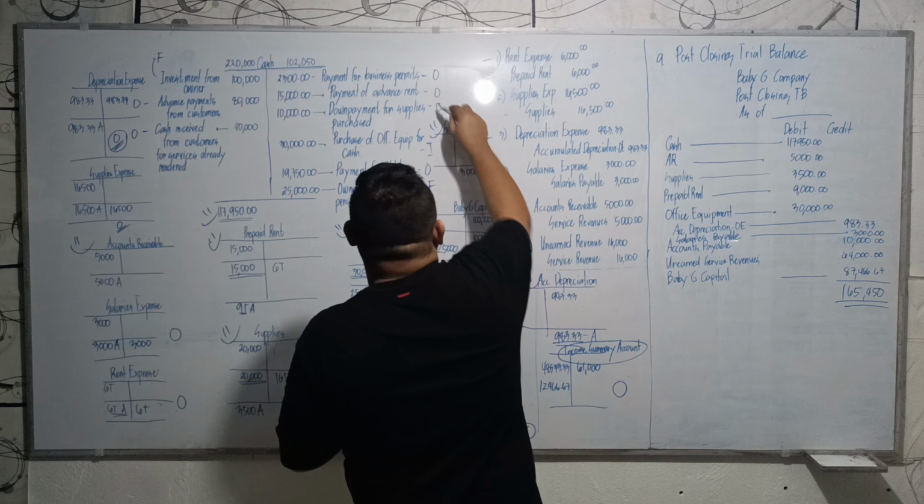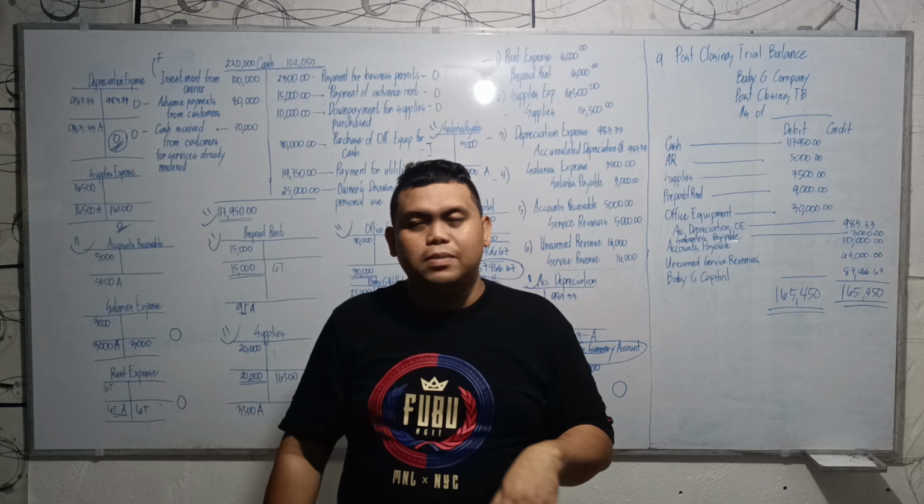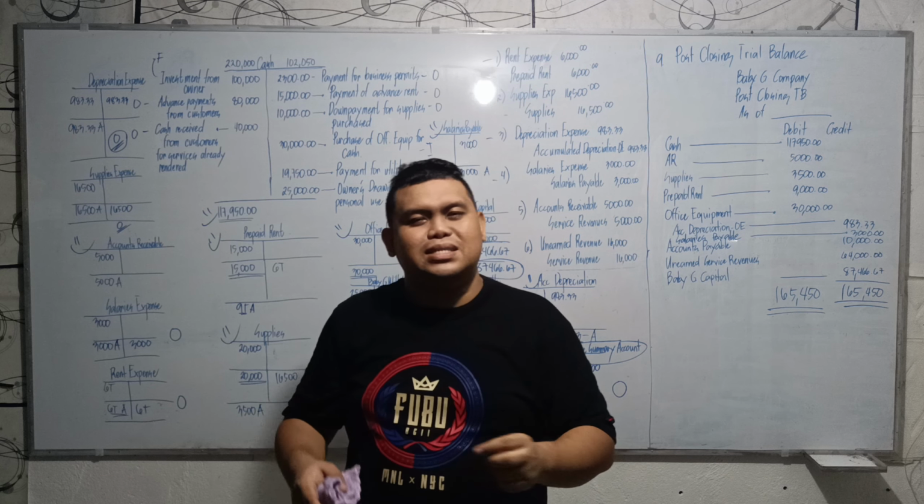So this particular episode is for step 8 and step 9. Again, step 8 is closing entries are journalized and posted. And step 9 is the preparation of the post-closing trial balance. Okay? On the next episode, let's have the last step.